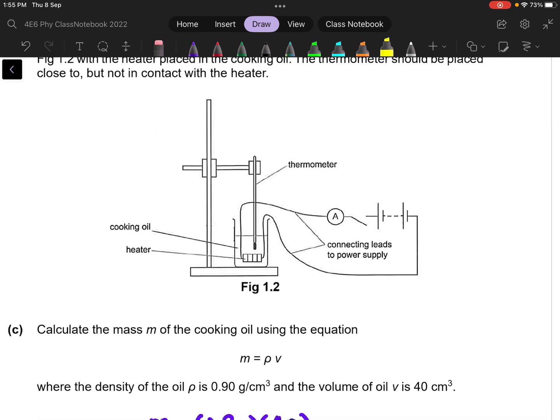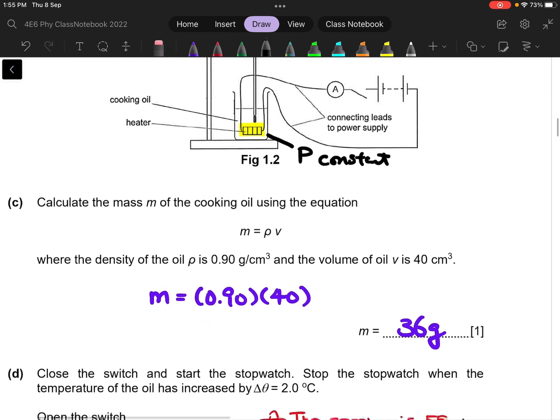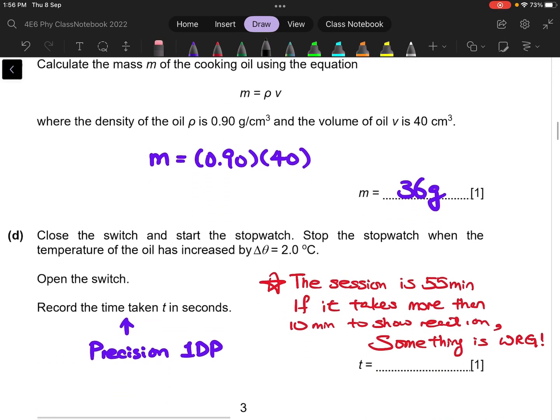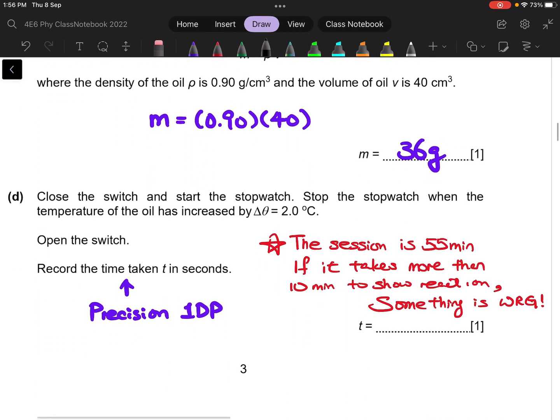Then after that, you are asked to set up this setup, right? You place the heater into this, and with our earlier discussion, we now know that the power over here is going to be constant, right? Then after that, you are asked to find the mass of the oil, follow least SF again, which is 2 SF. And then after that, you are asked to observe how long it will take for the temperature to rise by 2 degrees Celsius.